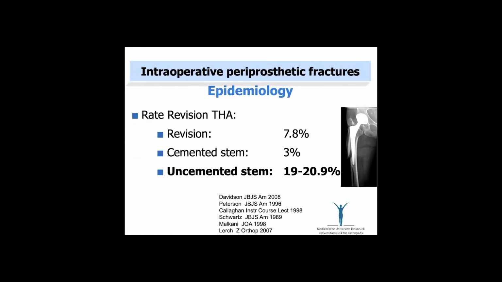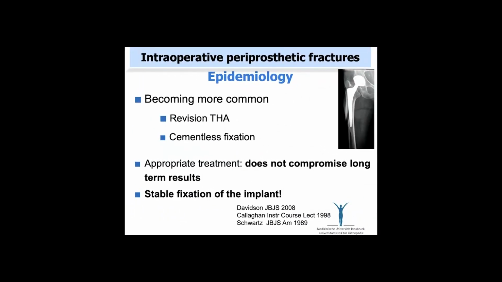And when we look at revision total hip arthroplasty, we see that in revision cases it's even higher. It's approximately 8%, with cemented stems 3%, and with uncemented stems approximately 20% of all revision cases. And it's becoming more common because we are performing more and more revision total hip arthroplasty, and more implants are fixed without cement. But it's good to know that if we have an intraoperative periprosthetic fracture, it does not compromise our long-term results if we treat it appropriately and reach a stable fixation of the implant during the OR.